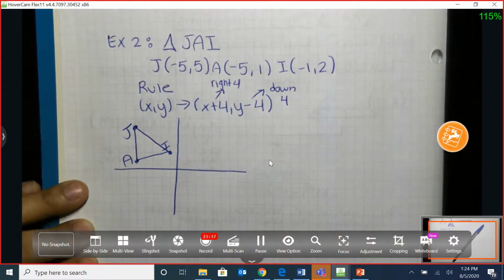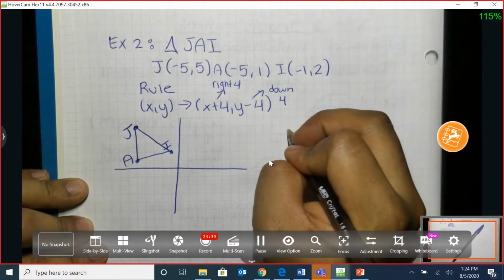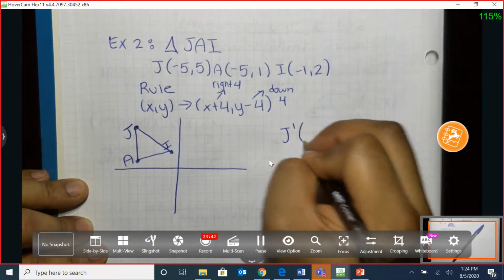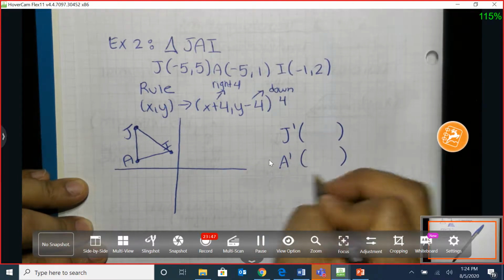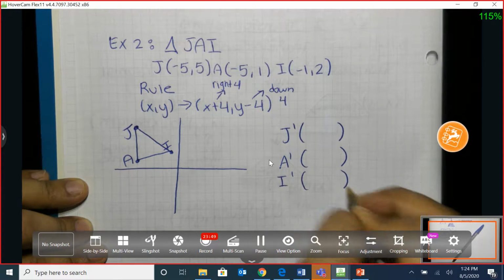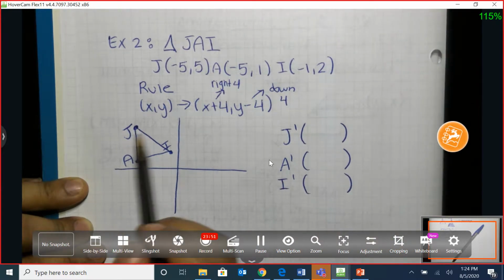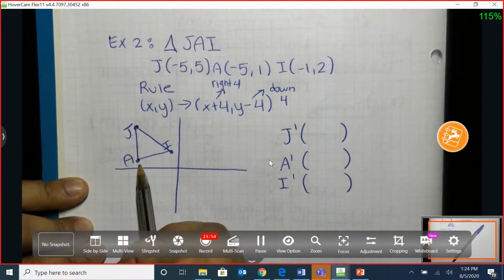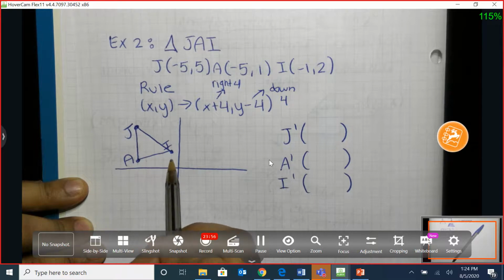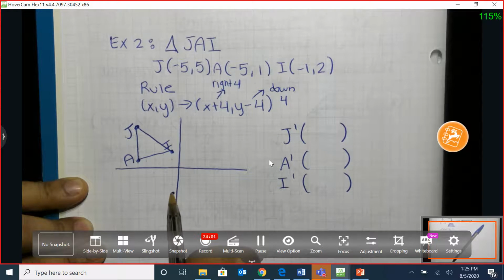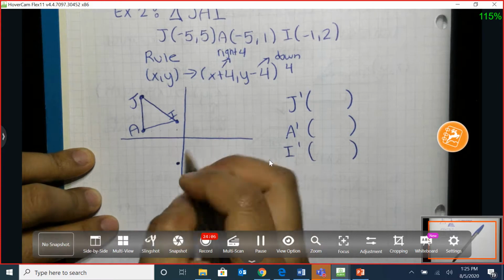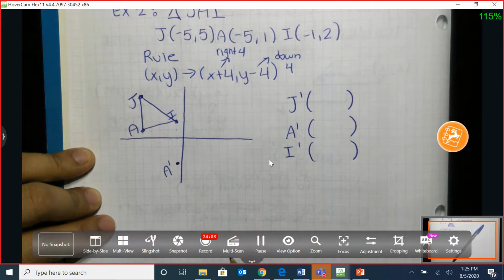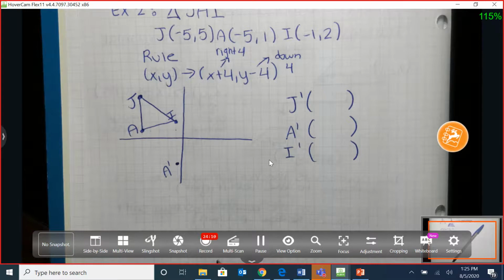So again, because I like counting on the graph, I'm just going to write down here my new points, J prime, A prime, and then I prime right here. You always have to give me the new points, guys. I'm going to grab one of the points, whichever one, and go right 4. So 1, 2, 3, 4, down 4. 1, 2, 3, 4. So look at my crooked graph and tell me, where is A prime? What's the point of A prime now? The new point of A prime.